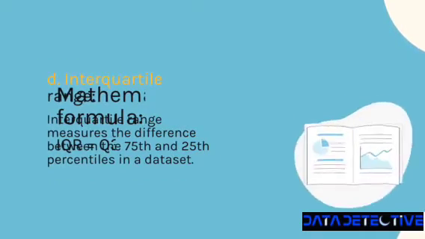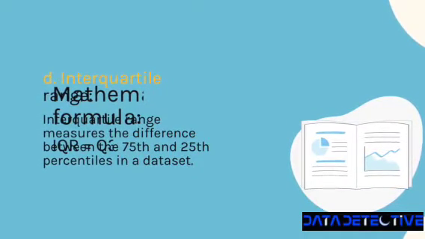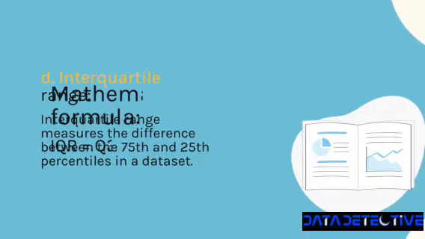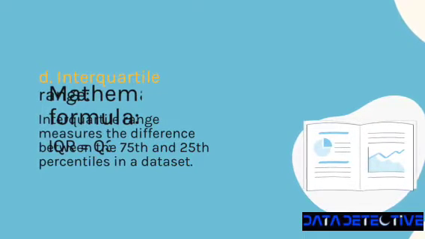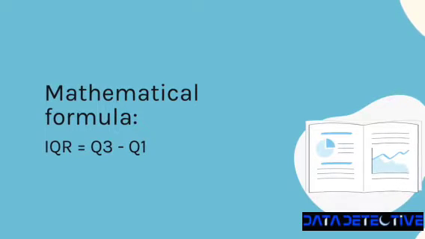D. Interquartile range. Interquartile range measures the difference between the 75th and 25th percentiles in a dataset. Mathematical formula: IQR equals Q3 minus Q1.